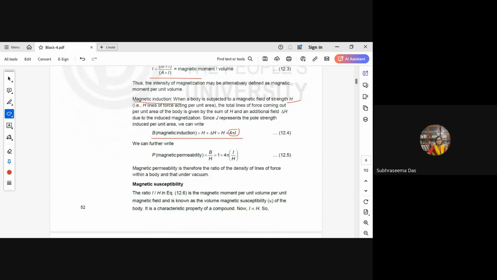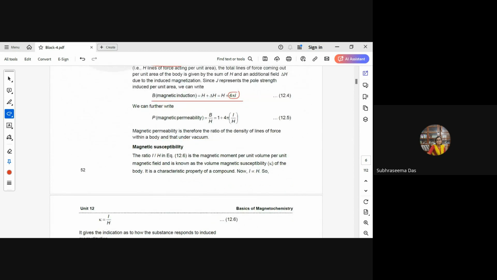We can further write P, that is magnetic permeability. From the value of magnetic induction, P is given by B by H, which finally comes to the value of 1 plus 4 pi into I by H. Therefore, the magnetic permeability P can be defined as the ratio of the density of the lines of force within a body to that in vacuum. Mathematically, P is equal to 1 plus 4 pi I by H.